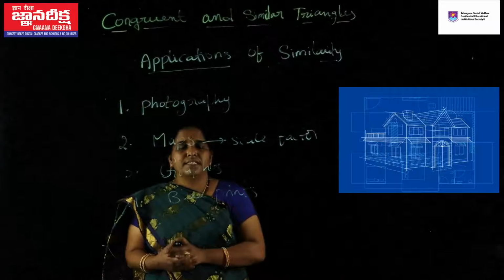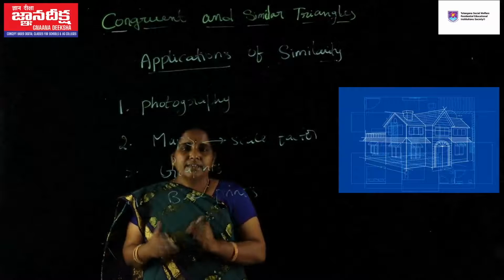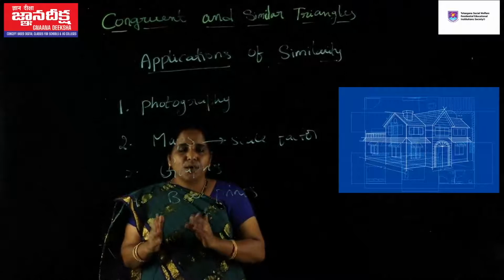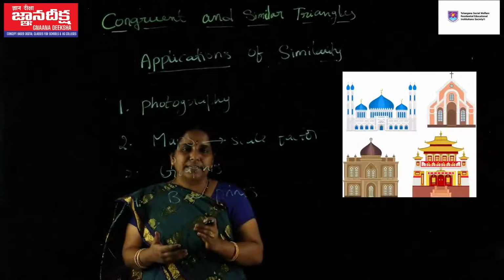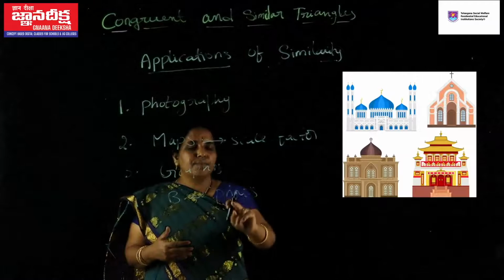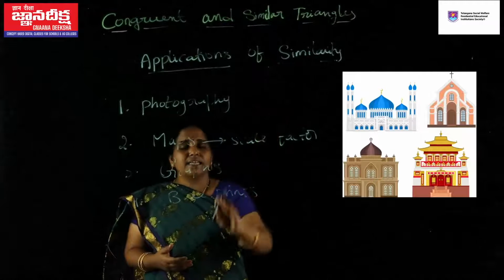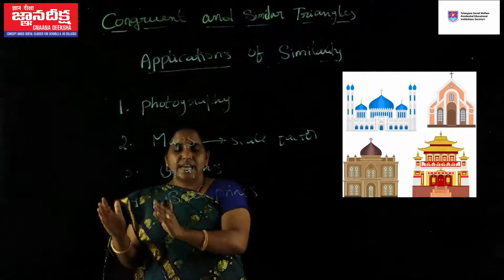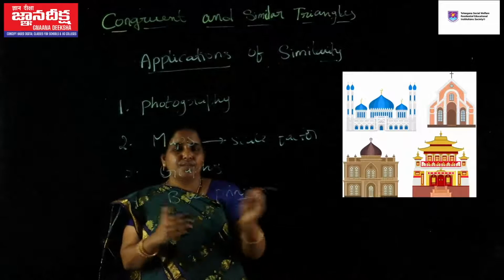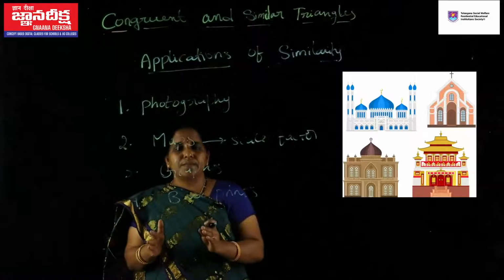Before we start the construction of the house, we go to an architect to get an idea of how we want to construct the house. We tell him, and he will draw a blueprint. In that blueprint also we use a scale factor. That is, the similarity concept is used. The size of the kitchen is mentioned, bedroom, hall, bathroom, everything; the sizes will be mentioned.